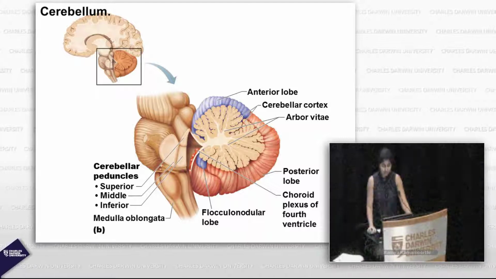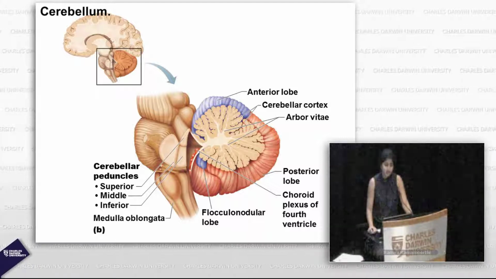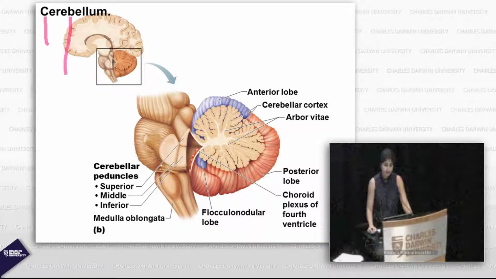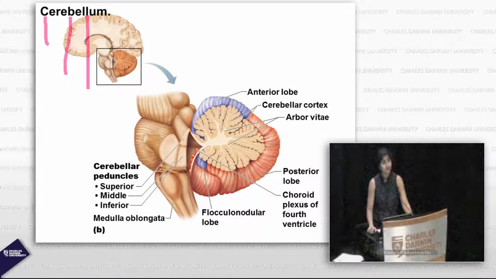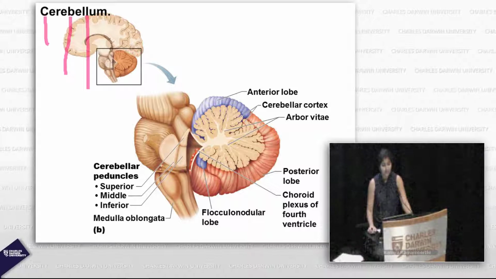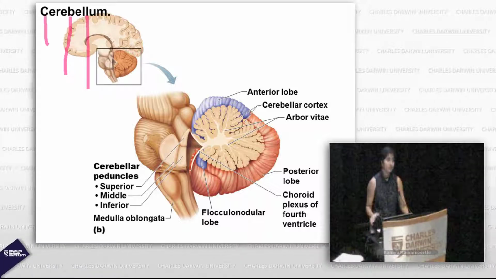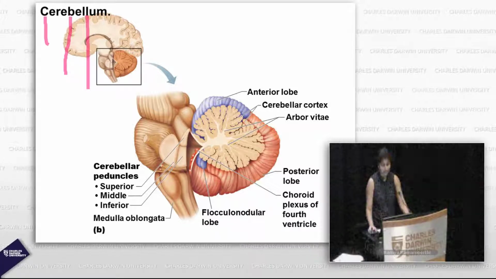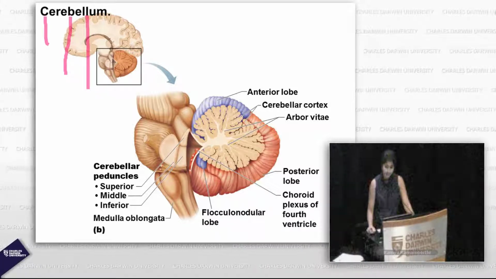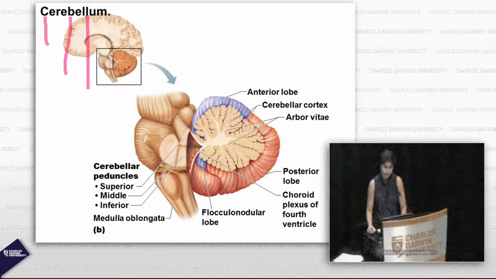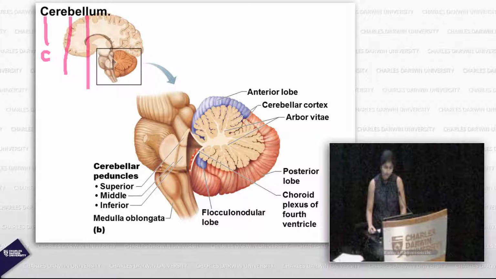It is involved with coordination, balance, and with language or learning control as well. So coordination, balance, and the learning process. It's very important, especially for learning. You've got to have good health of the cerebellum. There are different lobes again. The main function is, as I told you, coordination and balance.